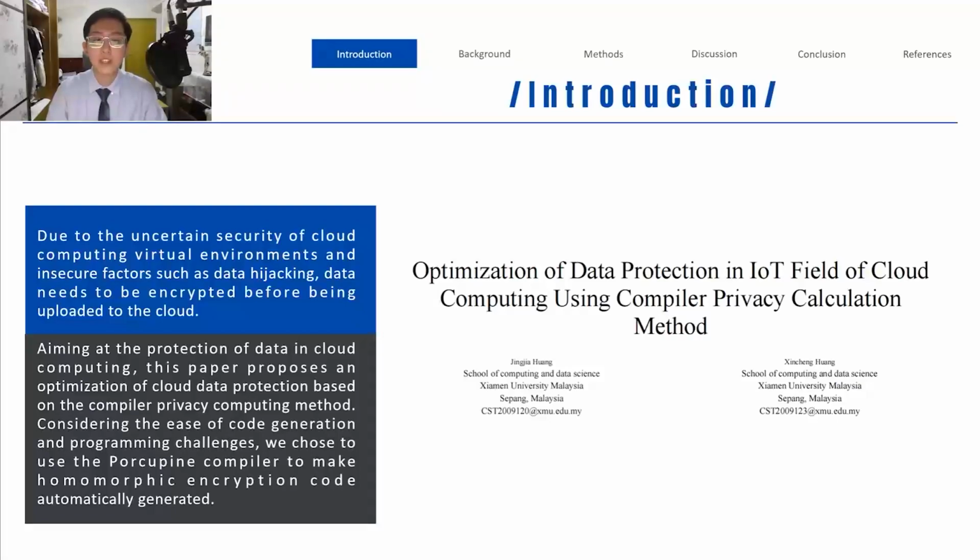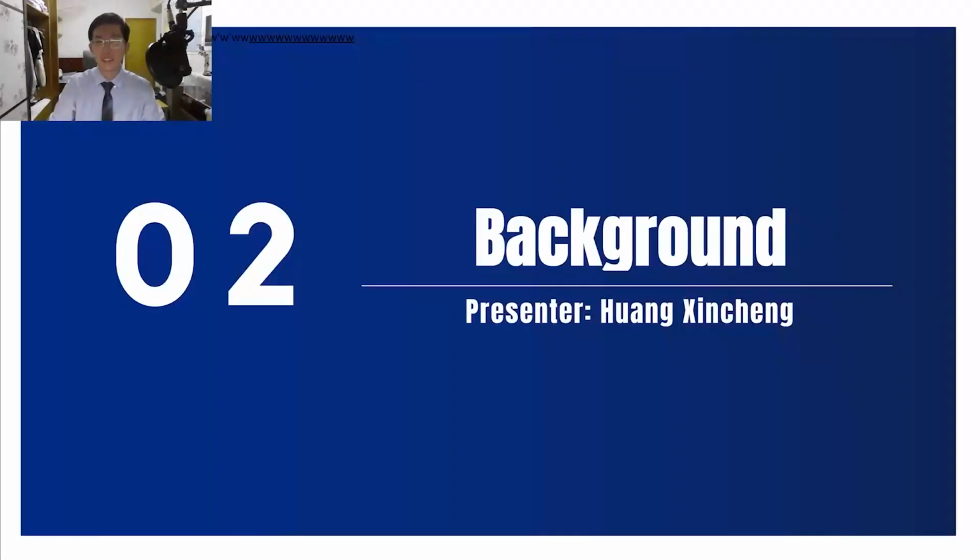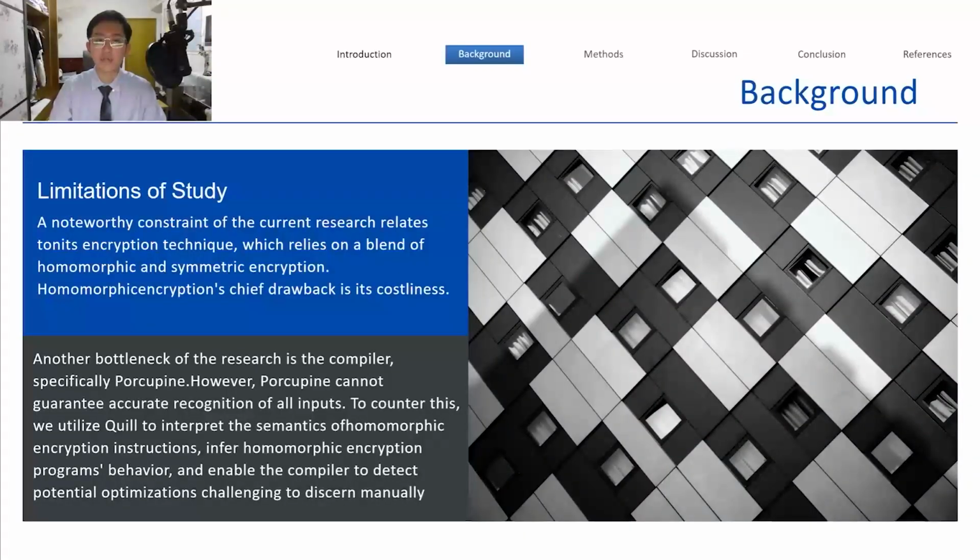Aiming at the protection of data in cloud computing, this paper proposes an optimization of cloud data protection based on the compiler privacy computing method. Consider the cases of code generation and programming challenges. We choose to use the Porcupine compiler to make homomorphic encryption code automatically generated. And the second part is the background.